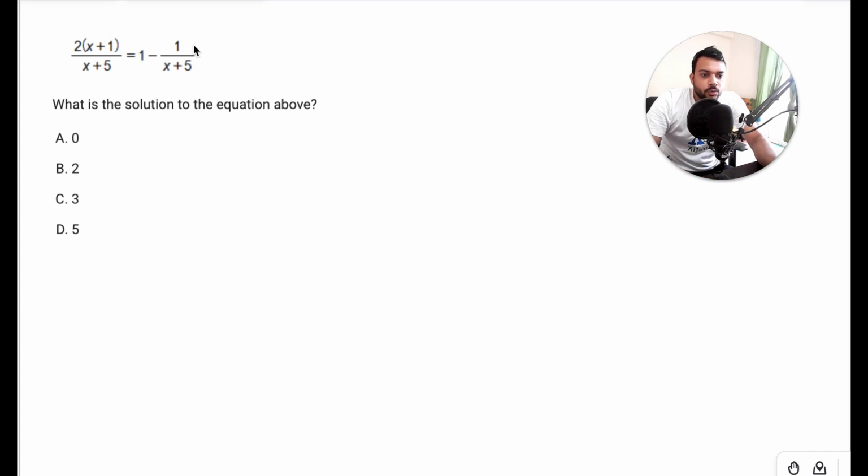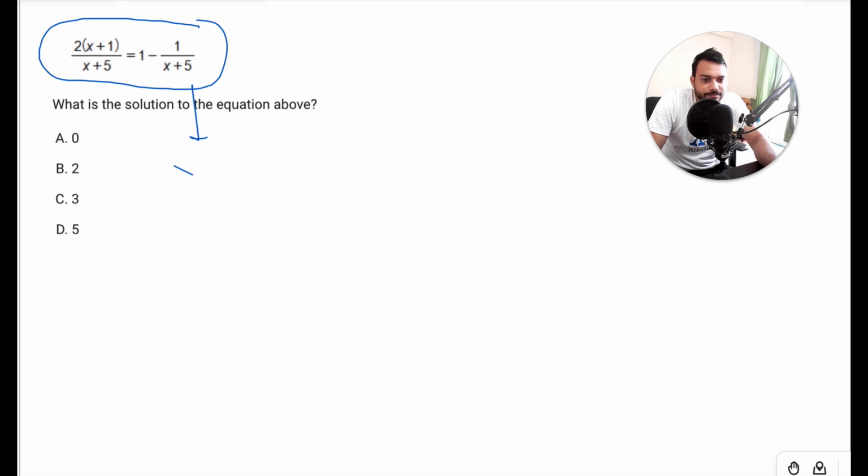Okay, there's an equation given. 2 times (x plus 1) over (x plus 5) is equal to 1 minus 1 upon (x plus 5). What is the solution to the equation above? Okay. Now this equation does look a bit complex, no doubt. The best, safest, fastest method is to go by the traditional way.